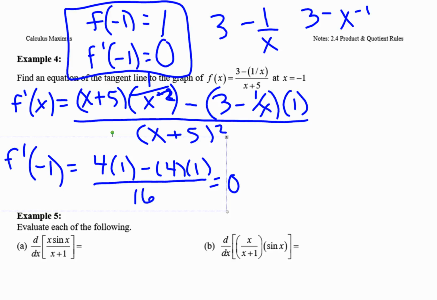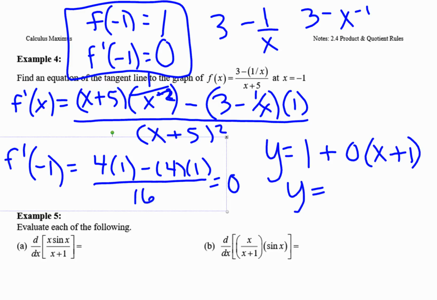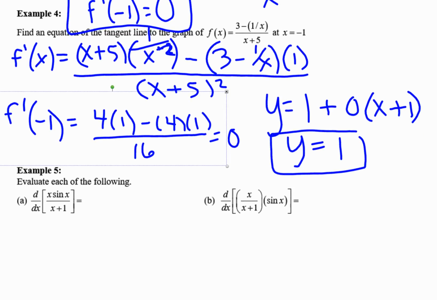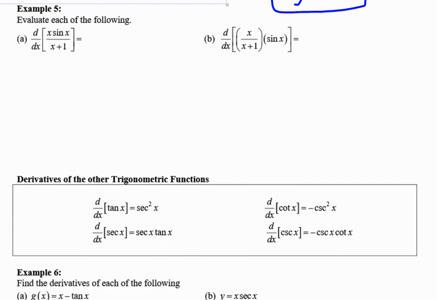Let's write the equation of the line. And again, I'm going to use Taylor form. Y equals, really exciting here, 1 plus 0 times x plus 1, or just y equals 1. Guess that means there's a horizontal tangent line right there. All right, last example for the day.